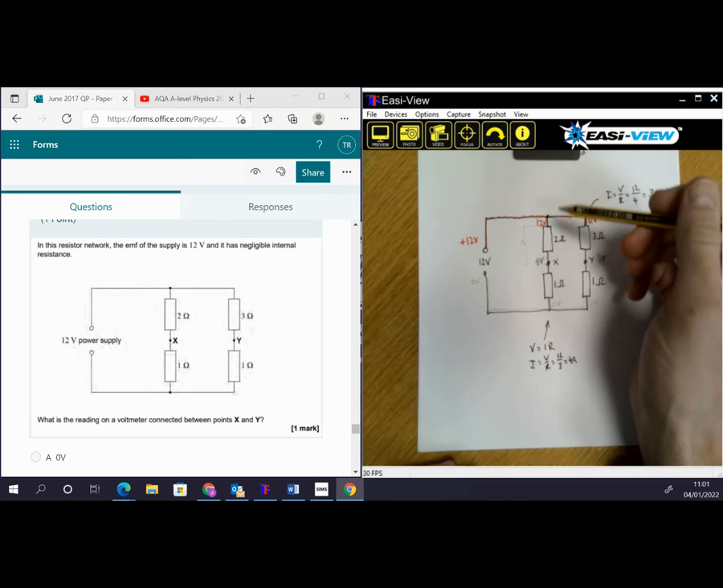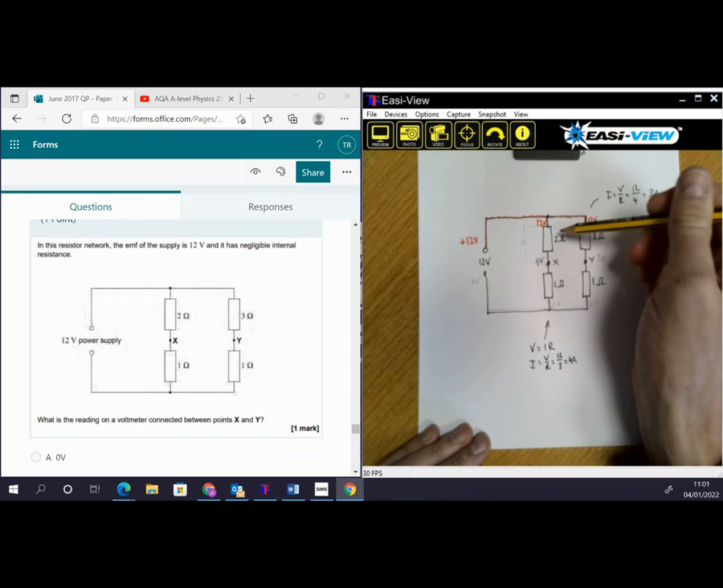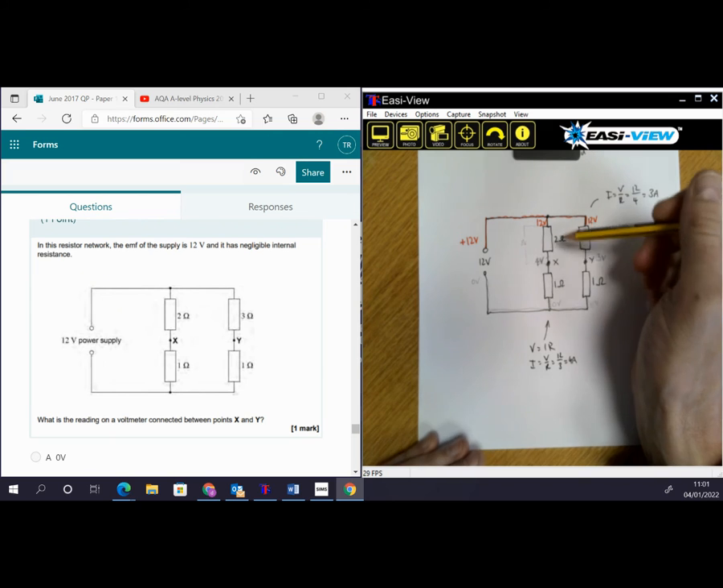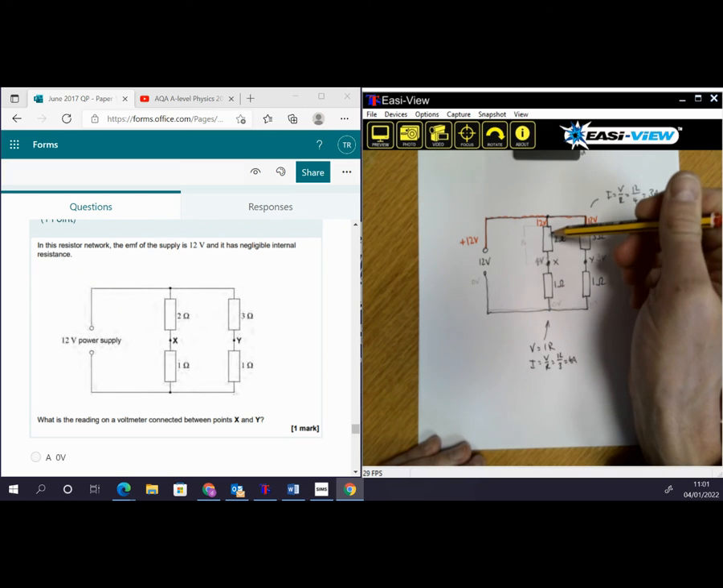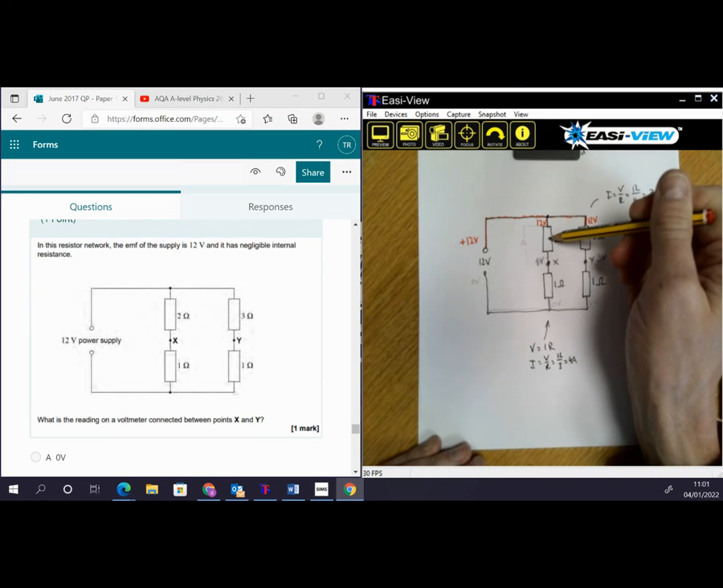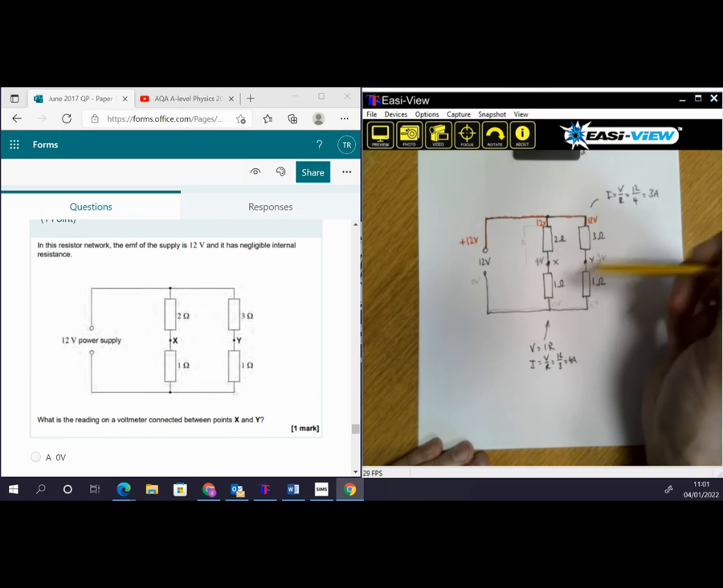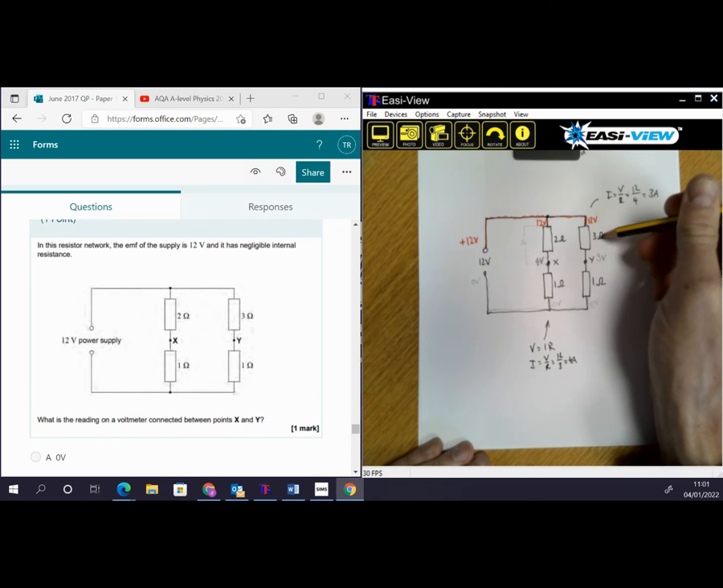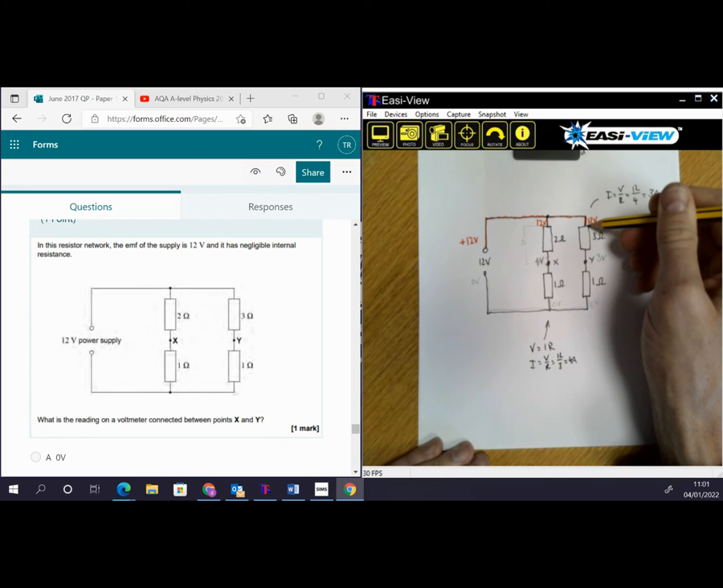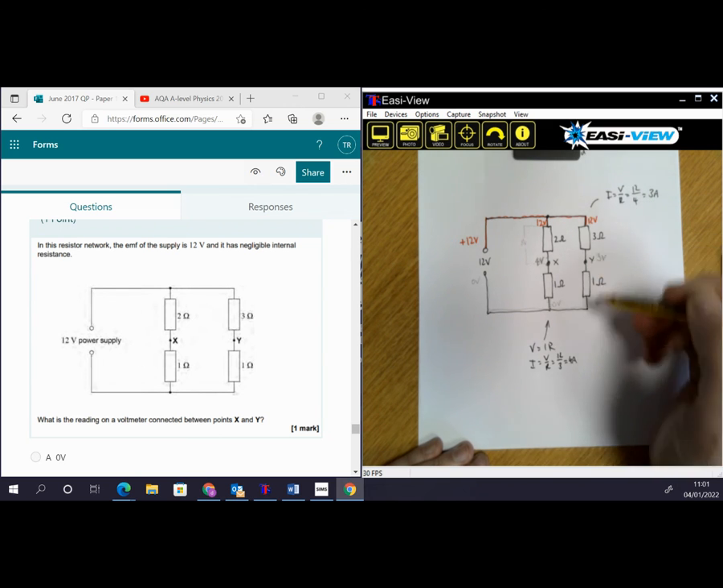I can do those as ratios as well. 12 volts split into 3 parts is 4 volts per part. So we'll lose 4 volts, then another 4, so that's 8 in total, which gets us to 4 volts here. Then we lose another 4 volts to get us to 0. This one, 12 volts split into 4 parts. There's 3 parts here, so we go 12, 9, 6, 3, and then a final part here, 3 to 0.